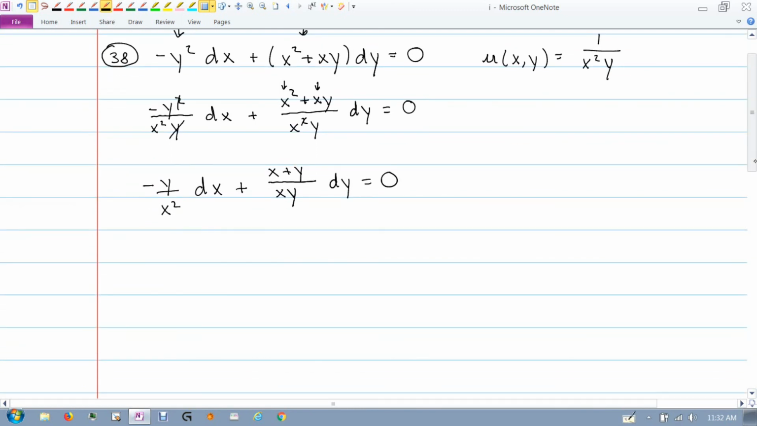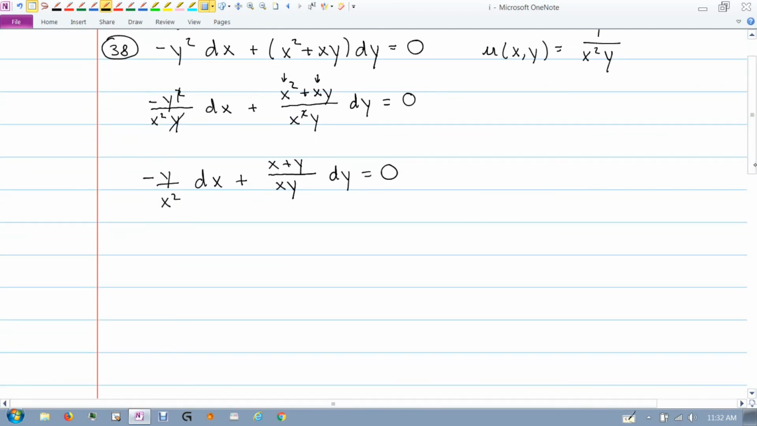Now, let's check to see, if this is our new M and this is our new N right here, what the partial of M with respect to y is. Well, that's just negative 1 over x squared, because y is our variable, and we can look at negative 1 over x squared as being like our constant right there. Okay, so we've got that.